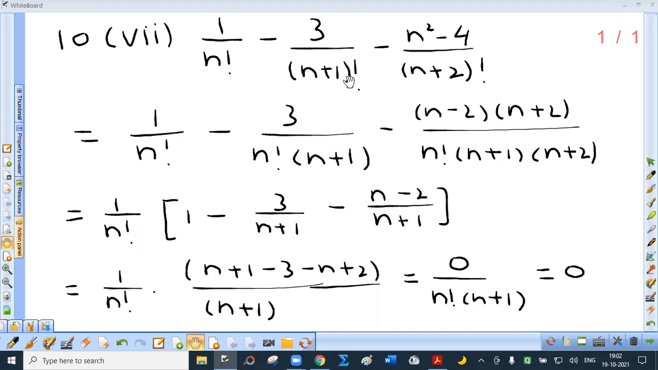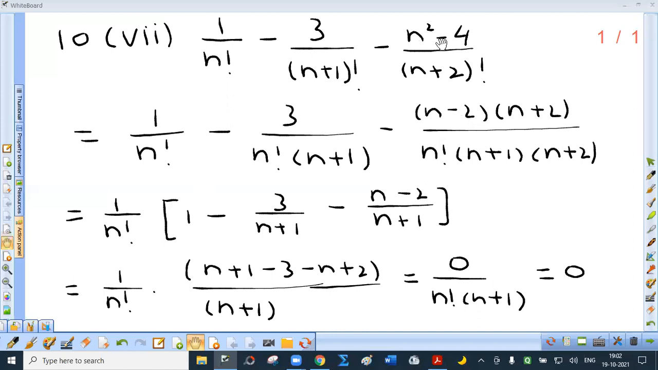So what is (n plus 1) factorial? Factorial of any number is factorial of 1 less into that. What is (n plus 2) factorial? Factorial of any number is factorial of the smaller one, go on adding 1 unless you get the greater. Now 1 upon n factorial can be taken common. So 1 minus 3 upon n plus 1.